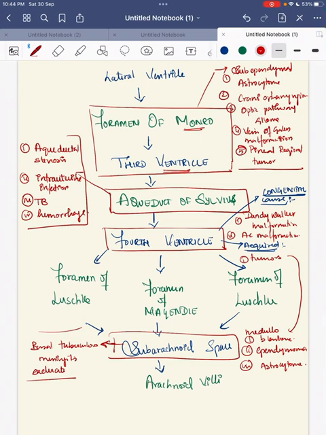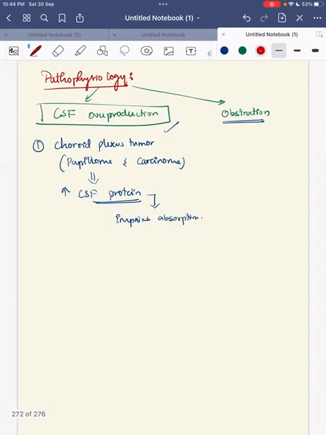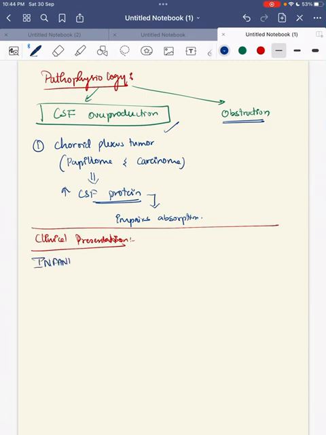Next, we will see its clinical signs and symptoms, or its clinical presentation. In infants, it can present with a rapid increase in head circumference. Second, there will be a tense bulging fontanelle.